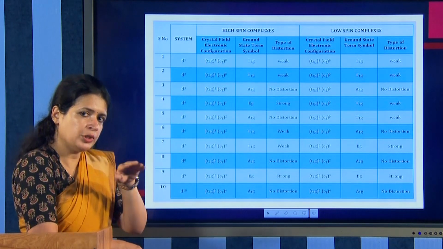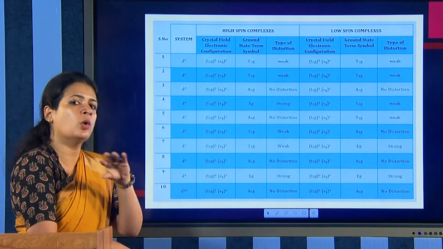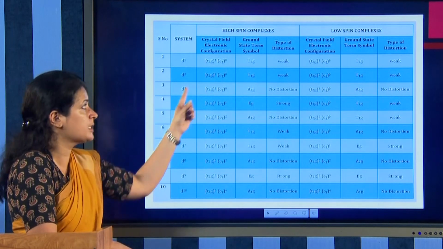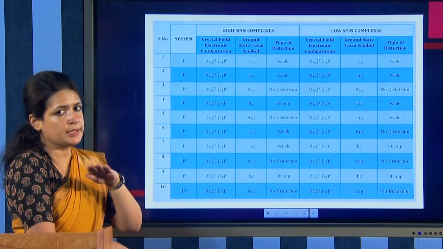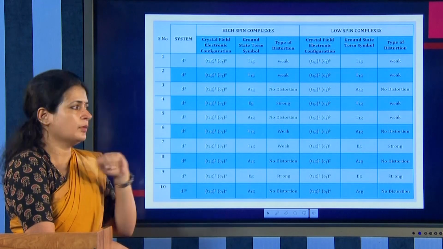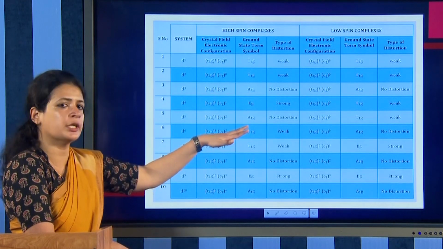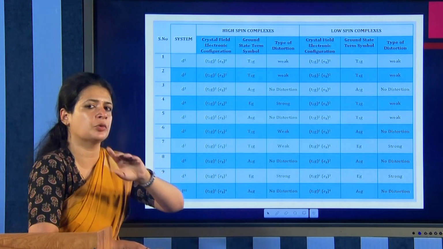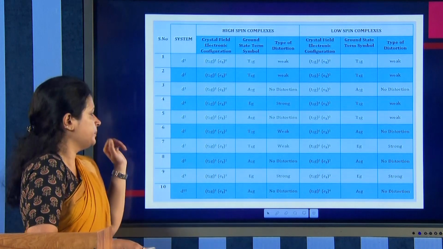So, the t2g orbitals are completely filled now in the case of the d6 low spin complex, which means all t2g orbitals are completely filled. That is why there is no distortion at all. There is no option for that sixth electron for the occupancy.